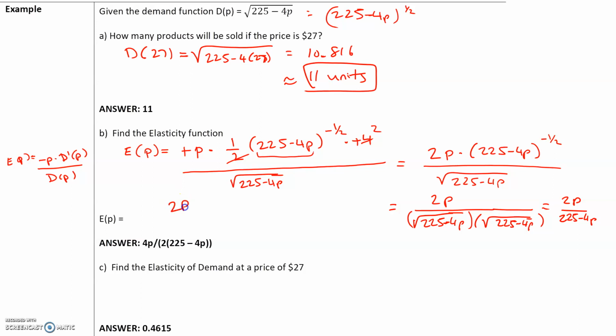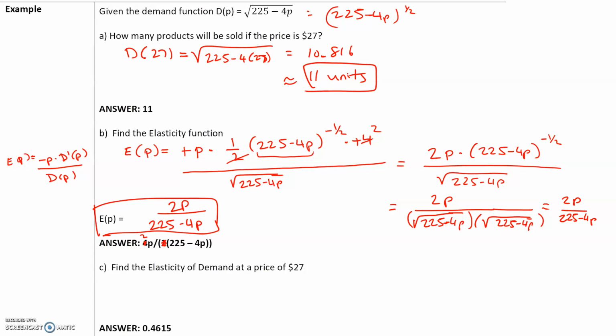So we have 2p on the numerator divided by 225 minus 4p on the denominator, and that is the elasticity function. In your online math, you might have this unsimplified where you have a 2 on the denominator and a 4 on the numerator. Just remember that those simplify, and your answer should be 2p over 225 minus 4p. That's the correct answer.